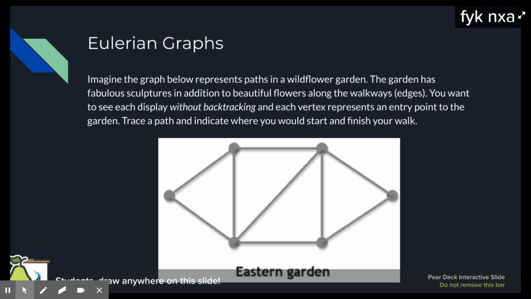Make sure you go through every walkway, every walkway. So every edge, every line has to be going over exactly one time. It's possible.